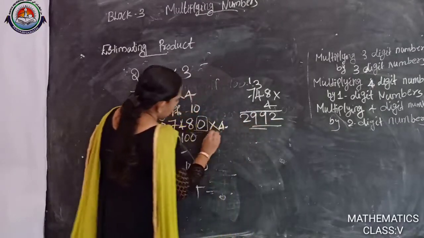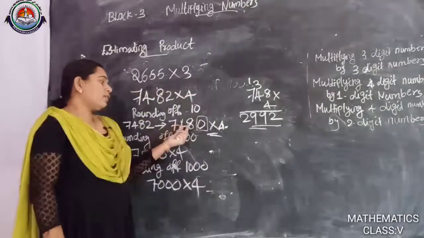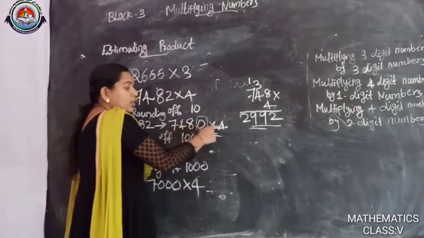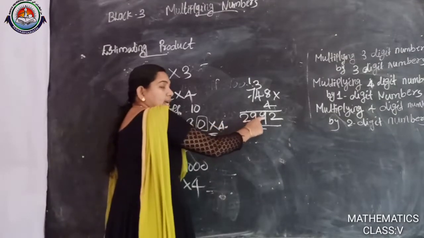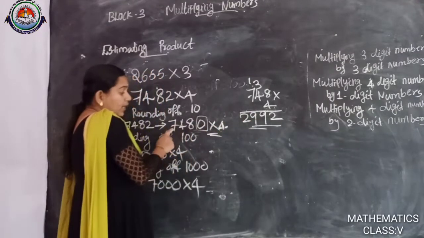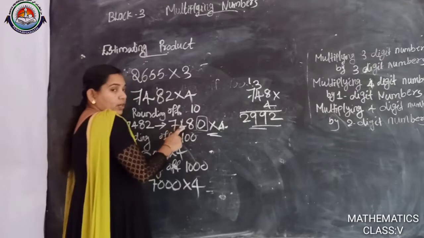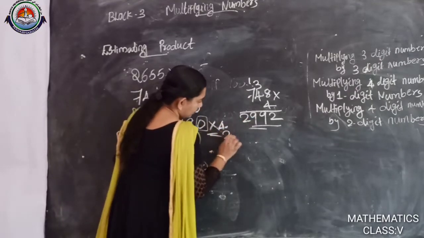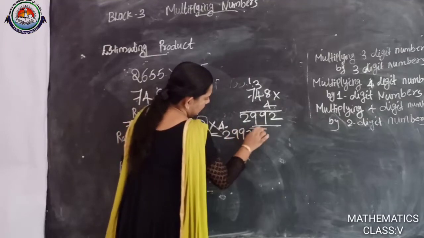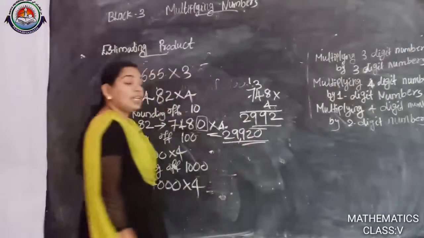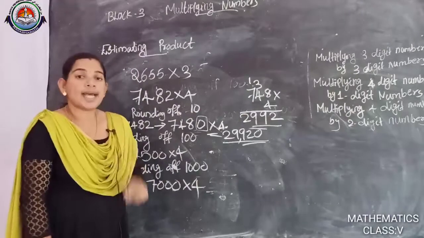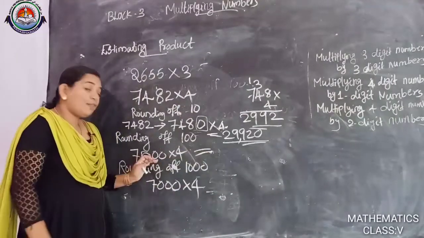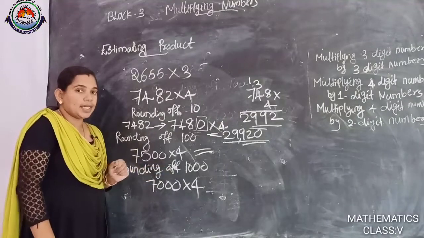So 748 into 4 is 2,992. But we want to find the product of 7,480 into 4, so you put the 0 here. 29,920 is the answer. Then here, after the digits, 2 zeros are there.